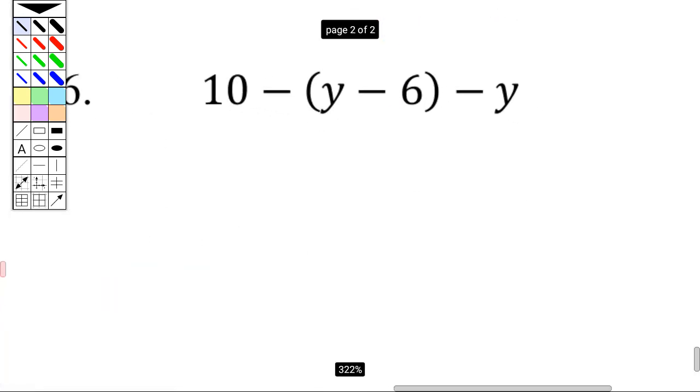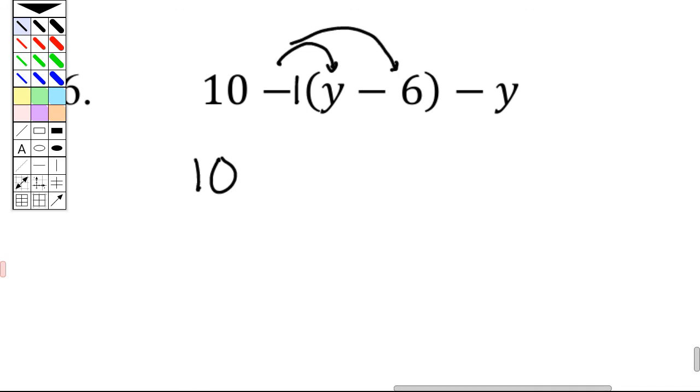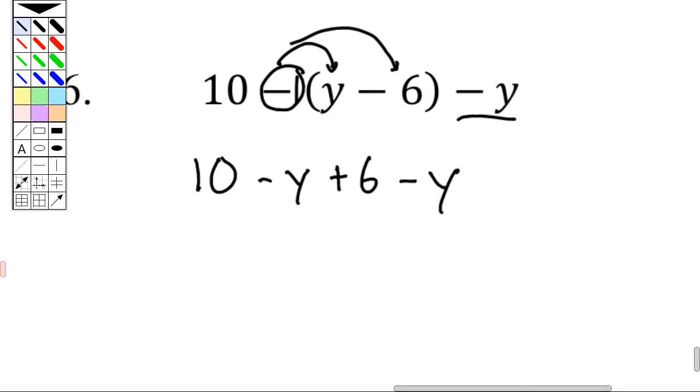And last one. 10, bring him straight down. Remember, this is a negative 1 being distributed. He gets distributed here and here. Well, negative 1 times y, we'll just flip the sign. Negative y. Negative 1 times negative 6, just flip the sign. Positive 6. And since this has nothing to do with this, he just comes straight down. Now I'll try to get some like terms together. 10 and a positive 6 makes a 16.